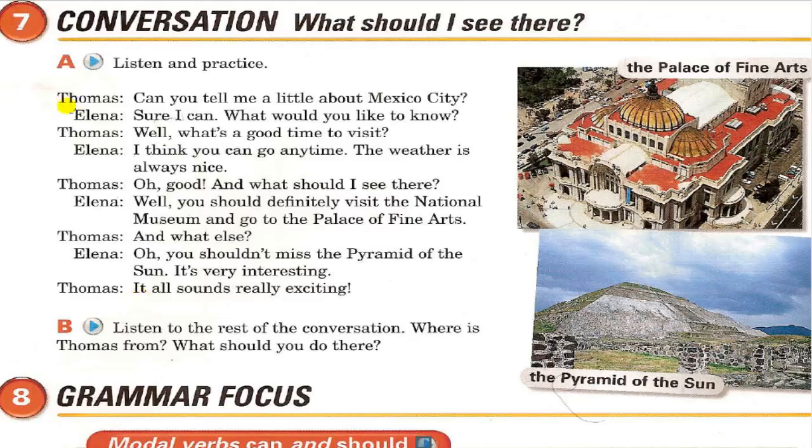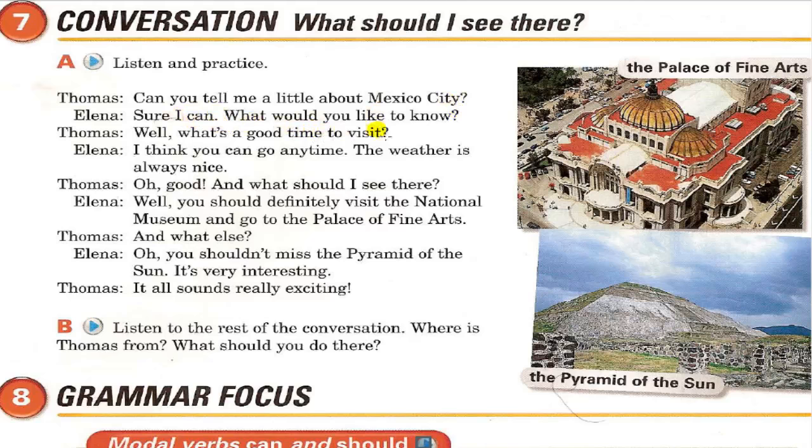Thomas and Elena are talking. Thomas, can you tell me a little about Mexico City? A little about. The T is a soft D. About: the stress and the sound of B, the letter B. Not "a-about." About. A little about. Mexico City, the T is a soft D.